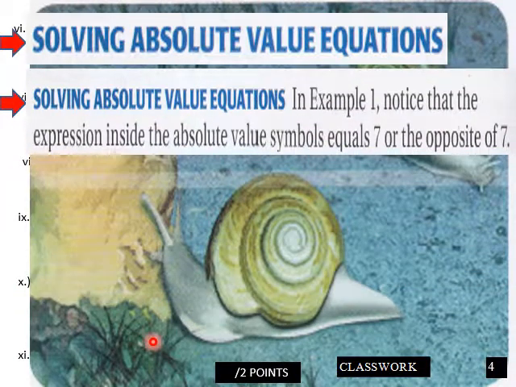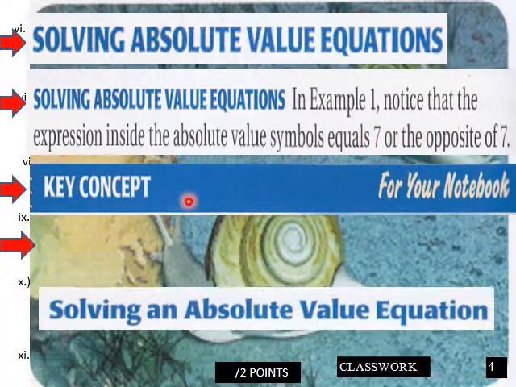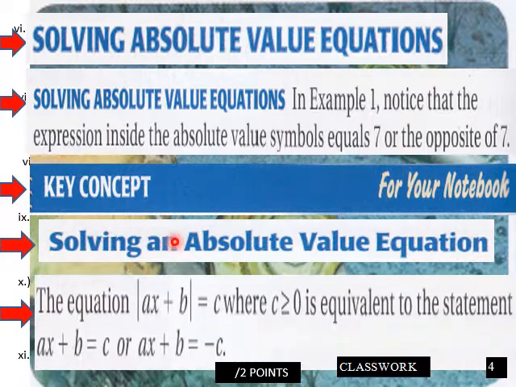Okay, solving absolute value equations. Notice the expression inside the absolute value symbols equals 7 or the opposite of 7. So solving an absolute value equation |ax + b| = c, where c is greater than 0, is equivalent to the statement ax + b = c or ax + b = -c. So we have a -c and a positive c here.